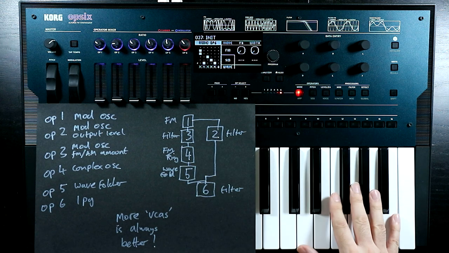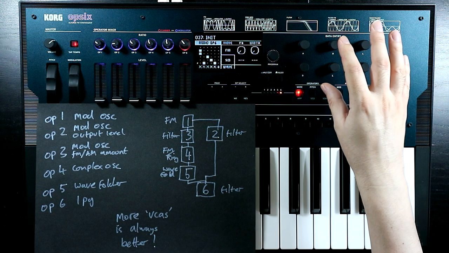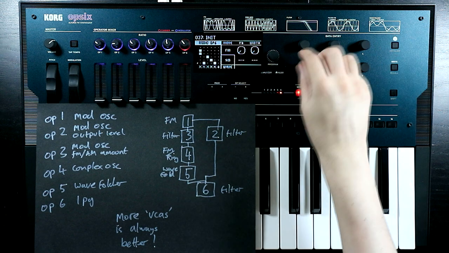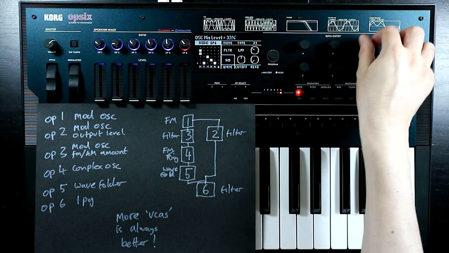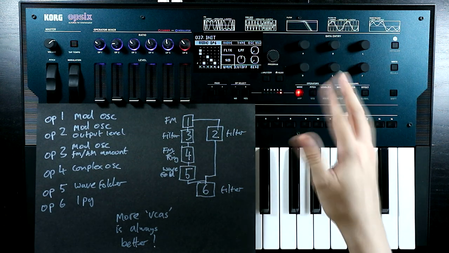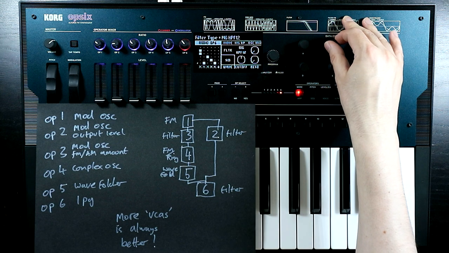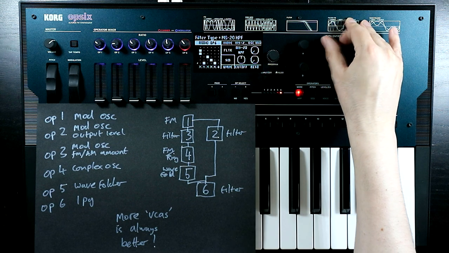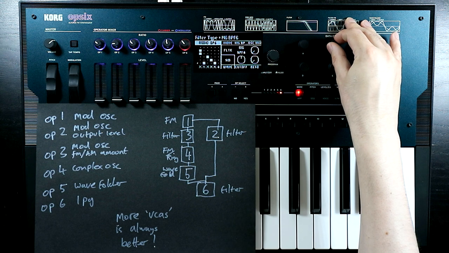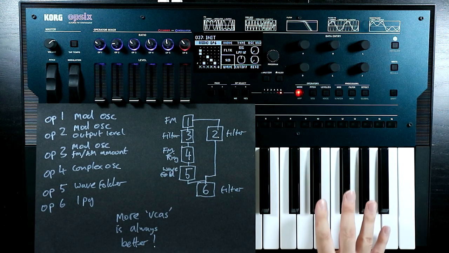And then finally, operator 6 is going to be our low pass gate. So that's a filter and a VCA at the same time. And so I'm going to change that to the filter mode. We don't want it to be contributing its own sound again, so we'll turn that all the way down. Low pass filter is right. We might play with the different modes. Actually, do you know what? I just like the sound of the MG ones. So let's set it to MG low pass filter 12 for the moment.